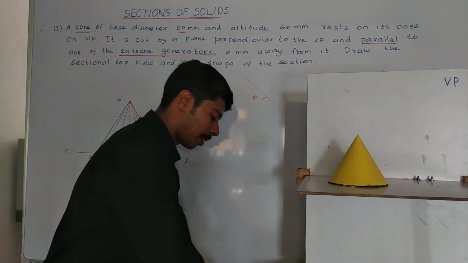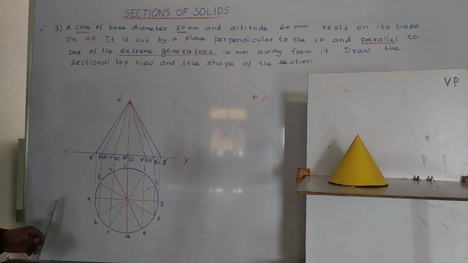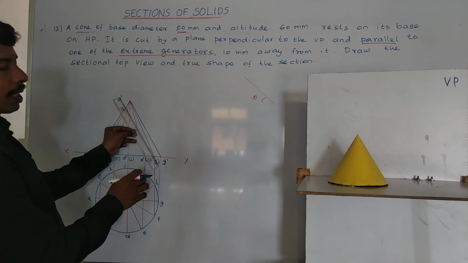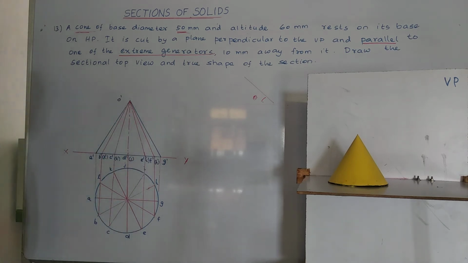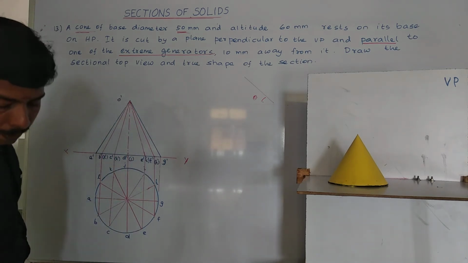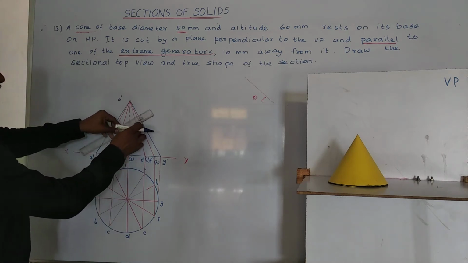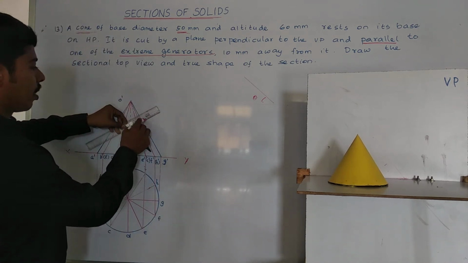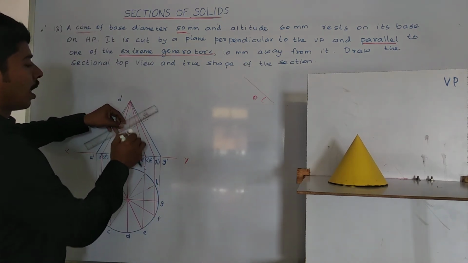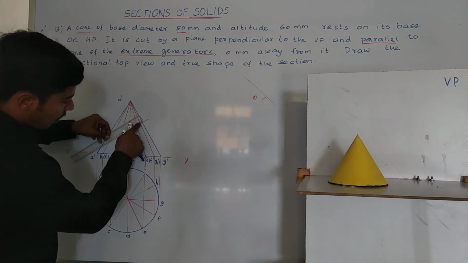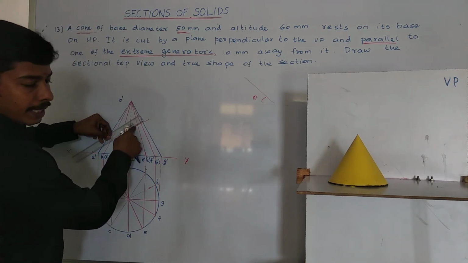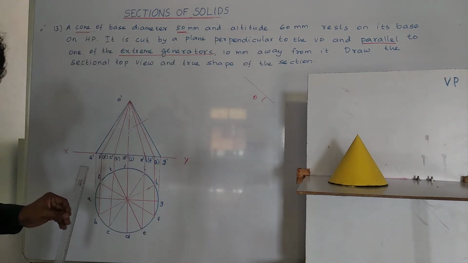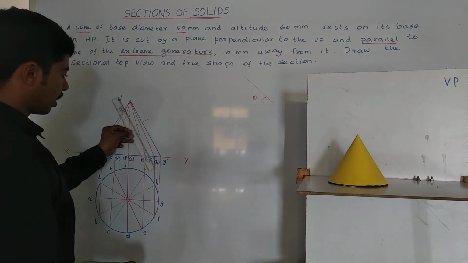Then the section plane. How do we draw the section plane? We draw a line parallel to this generator. How much is the distance? The distance is 10 millimeter above it. So draw one perpendicular line here, mark 10 millimeter from it, and draw the section line 10 millimeter from it.